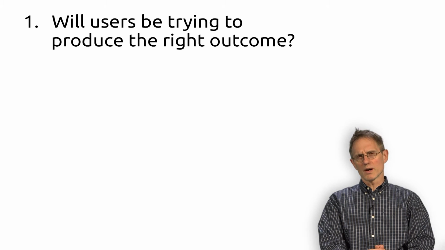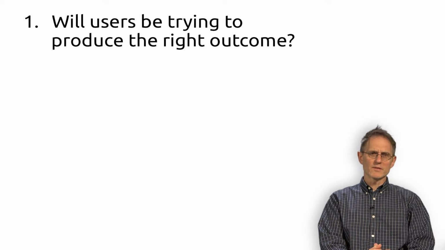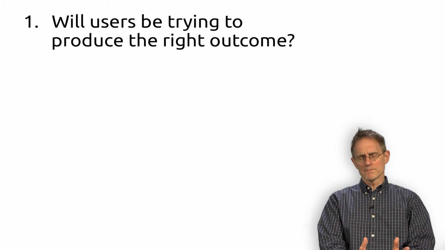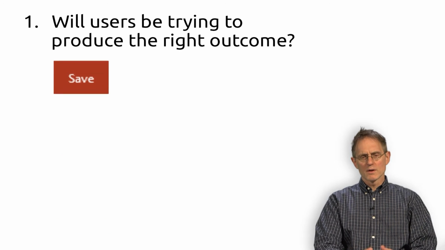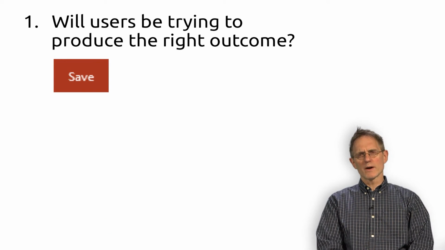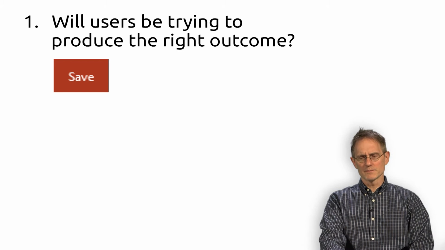So I use Google Docs a lot, and there save happens automatically. There are other systems I've used where save happens automatically. So if that's your only paradigm that you're used to, then needing to actually explicitly save is a new concept to you. So, if you're testing an interface that requires users to save their documents, the first question you might ask yourself is, will users be trying to produce the right outcome? That is, do they know they actually need to explicitly save the document?